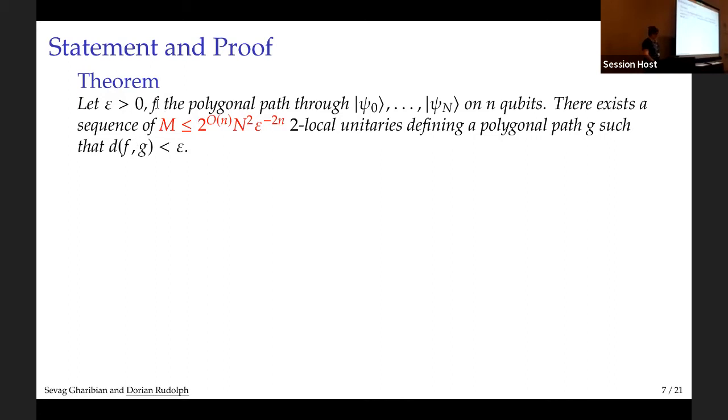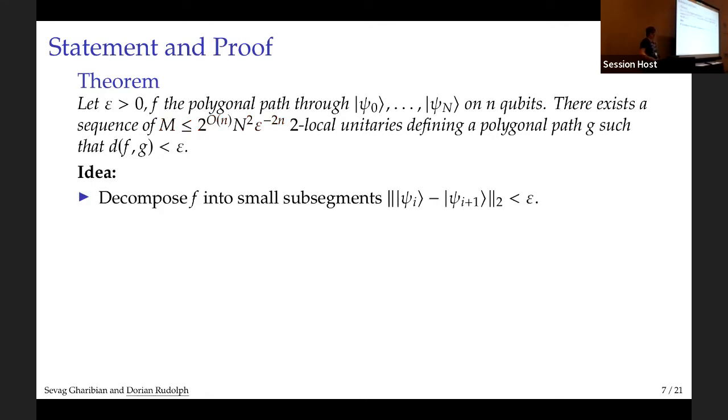So suppose we have some polygonal path F through the points psi 0 to psi n, and the polygonal path is just the path that connects these states with line segments. Then there exists a sequence of M two-local unitaries, which is bounded by 2 to the O of n, so exponential in the qubits, times n squared, times epsilon to the 2 minus n, where epsilon is the error term, defining a polygonal path G, such that the distance between these two paths is bounded by epsilon.